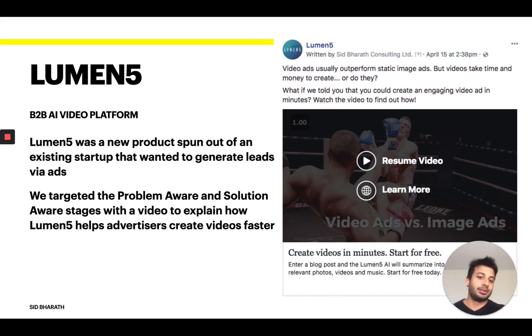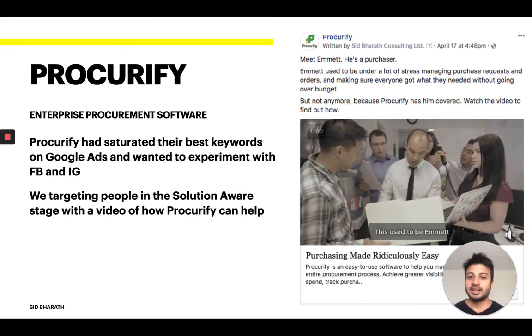As you can see here, the ad is basically talking about how you can create videos in minutes, start for free. It highlights the problem, talks about the solution in a video, and then gets people to sign up. The third and final example here is Procurify, an enterprise procurement software.